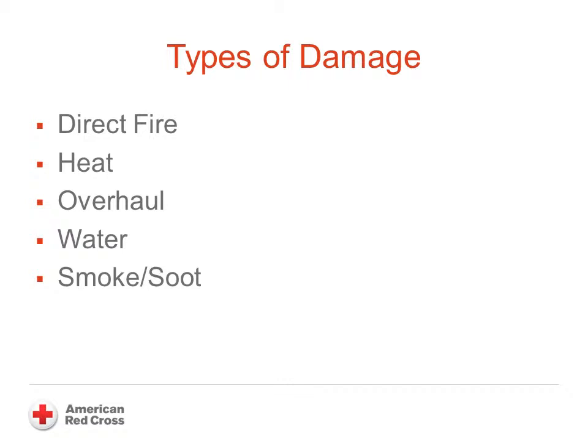So direct fire damage is obviously a key component of an interior assessment. There's heat damage, there's overhaul damage, water, smoke, and soot. I'm going to go through each one of these things. But if you're going to take yourself into a home to do an assessment, these are the types of damage that you're going to be looking for. It's important that as you're going through the homes, you're really looking for what has been destroyed and what can be salvaged, because you're going to take the damage assessment that you're doing back into the casework process to ensure that we're providing the best possible assistance for the clients.